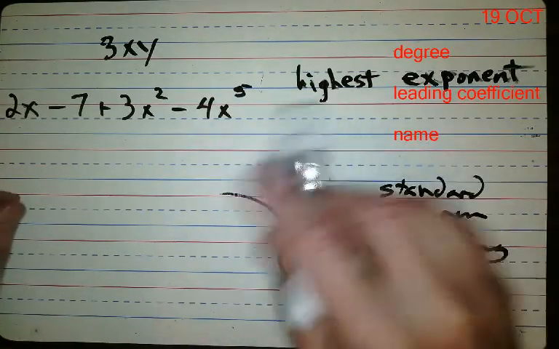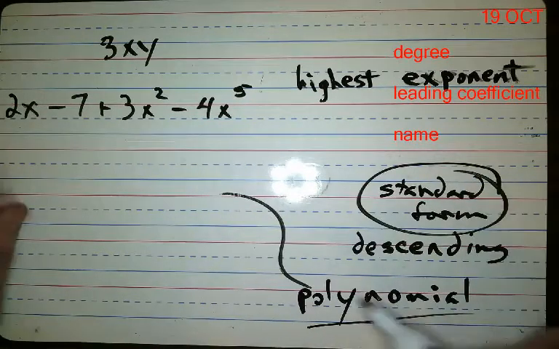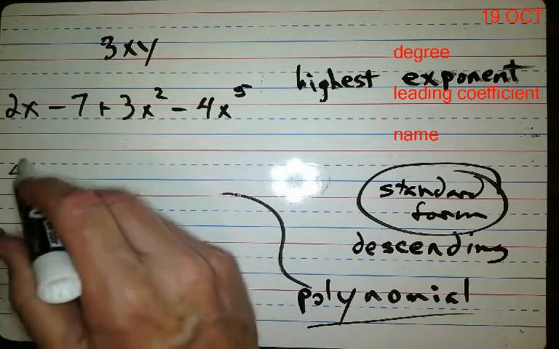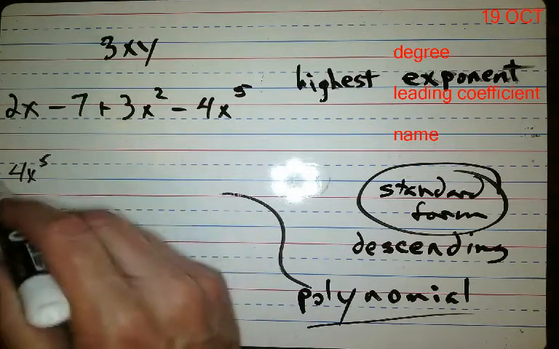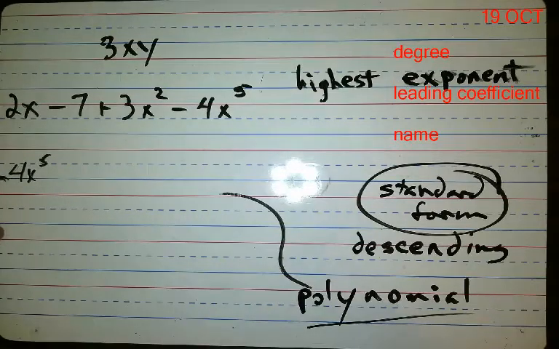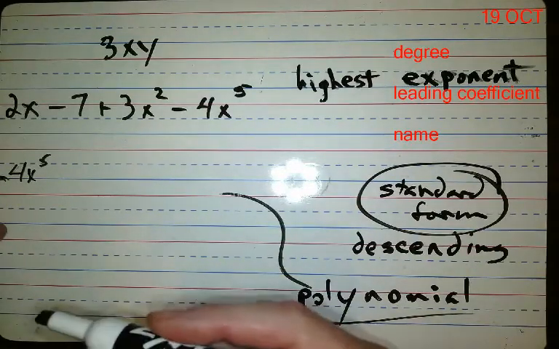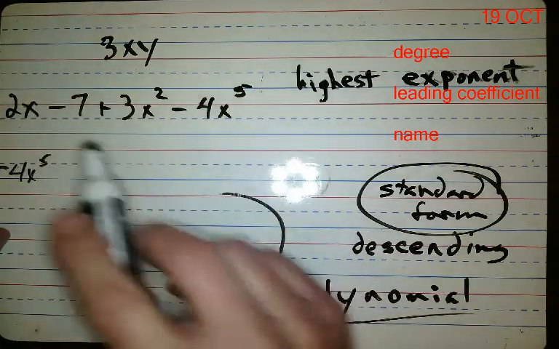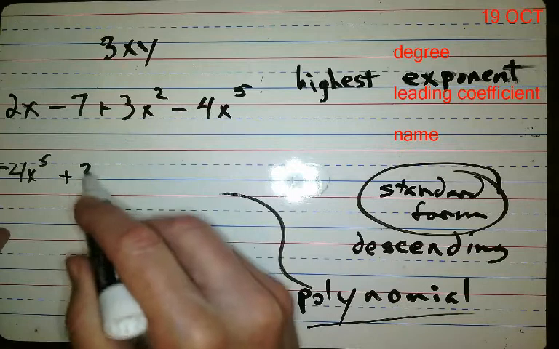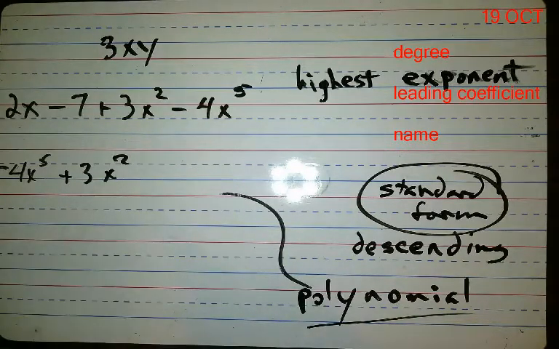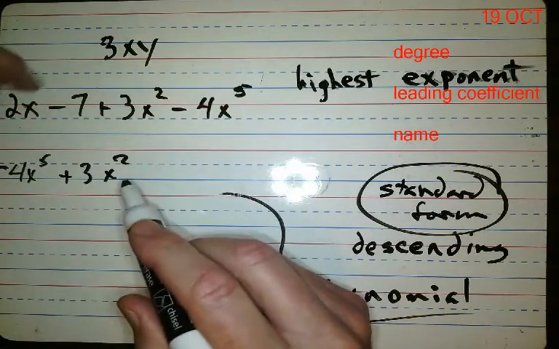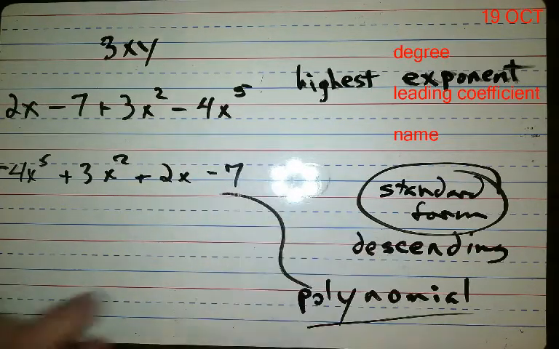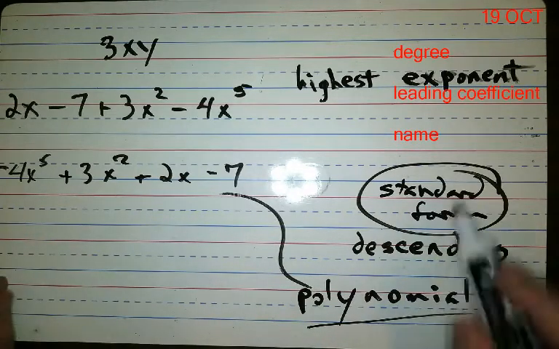Okay. So is this in standard form? No, it is not. All right. So I have to put it in descending order. So negative 4x to the fifth is the very first thing I write. The next highest exponent is 3x squared. The next highest exponent, remember this is x to the first, so that's positive 2x, and then minus 7. That's descending, that's standard form.